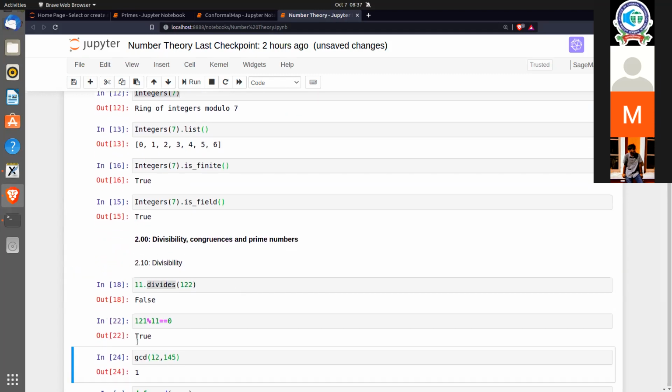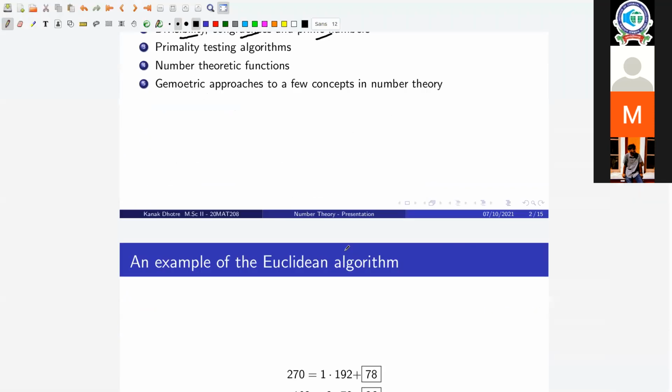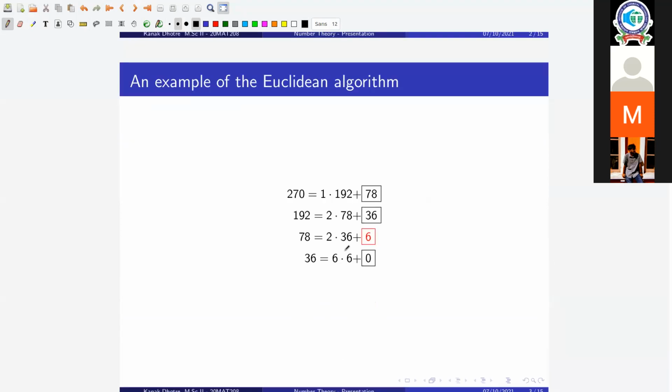Any guesses as to how Sage actually computes this GCD? Anyone? I'm guessing Euclid's algorithm. Yeah, that's right. Essentially, we pick some integers a and b and rewrite them as a = bq + r, and then the GCD of a and b at every step is just the GCD of b and r. This is a basic example here.